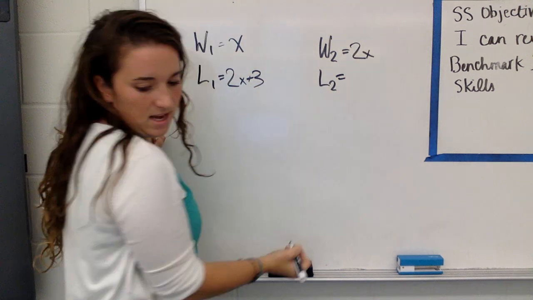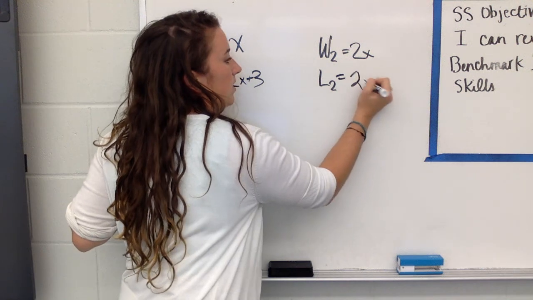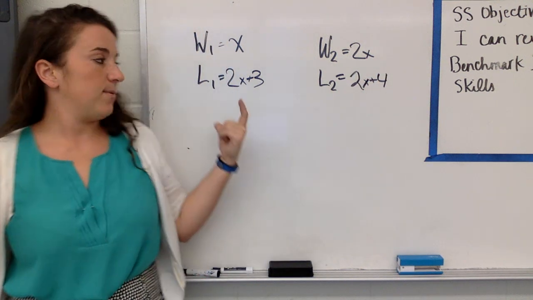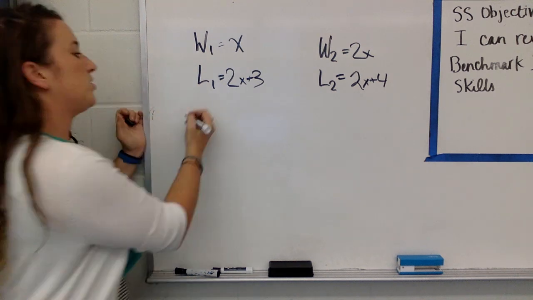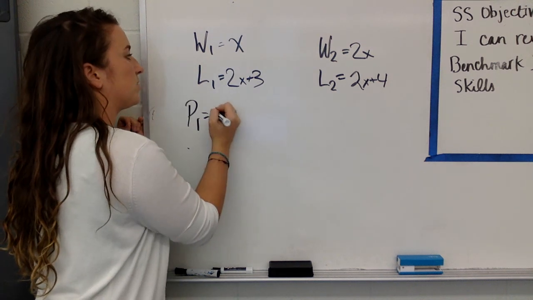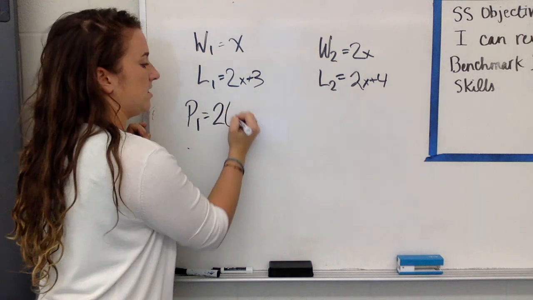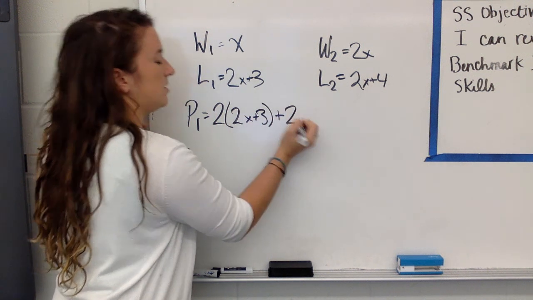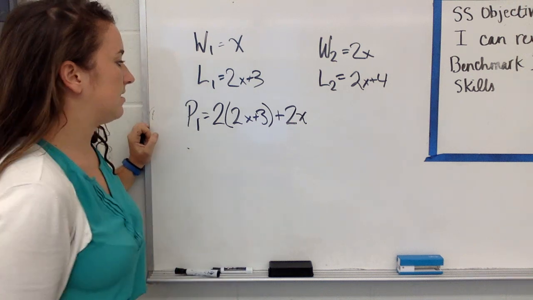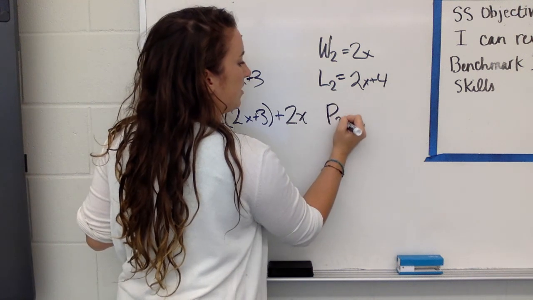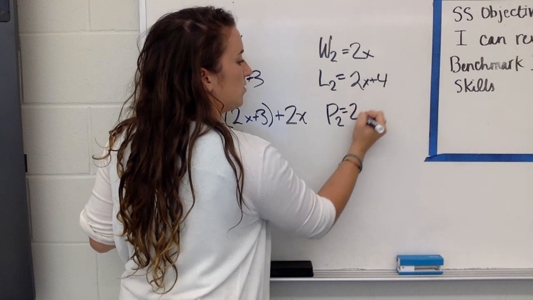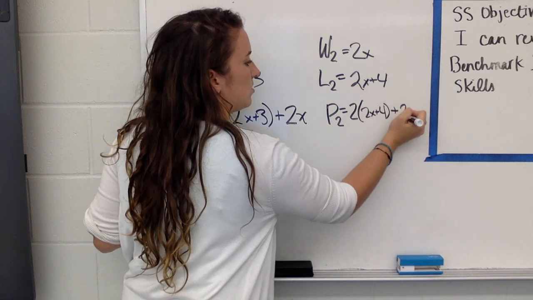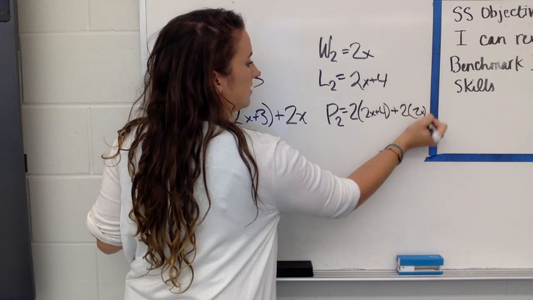And the length equals 2x plus 4. So now we know the perimeters are equal. So how can I write the perimeter of this first one? Perimeter equals 2 times the length, which is 2x plus 3, plus 2 times the width, which is just x. The second perimeter equals 2 times 2x plus 4, plus 2 times 2x.